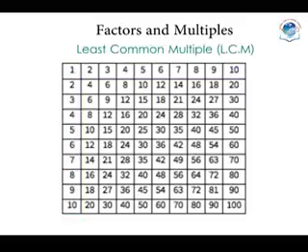Now the least common multiple. The LCM of a set of numbers is the smallest common multiple of the numbers. Consider the numbers 2 and 3. These are their multiples. The common multiples are 6, 12, and 18, but the smallest one is 6, and so 6 is the LCM of 2 and 3.